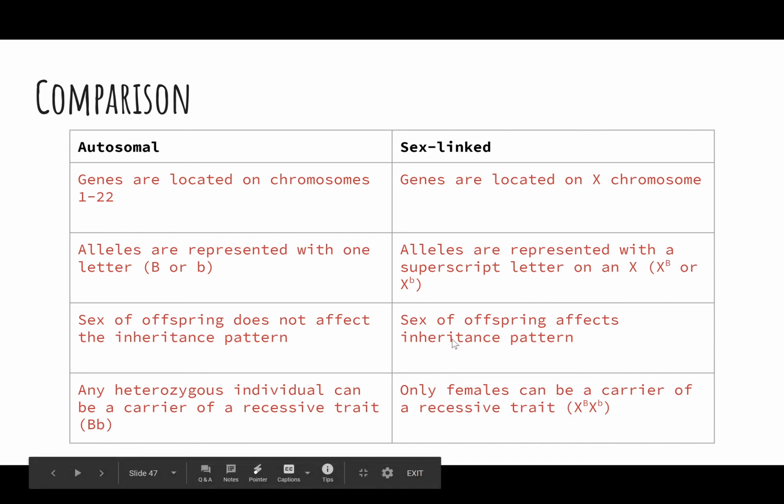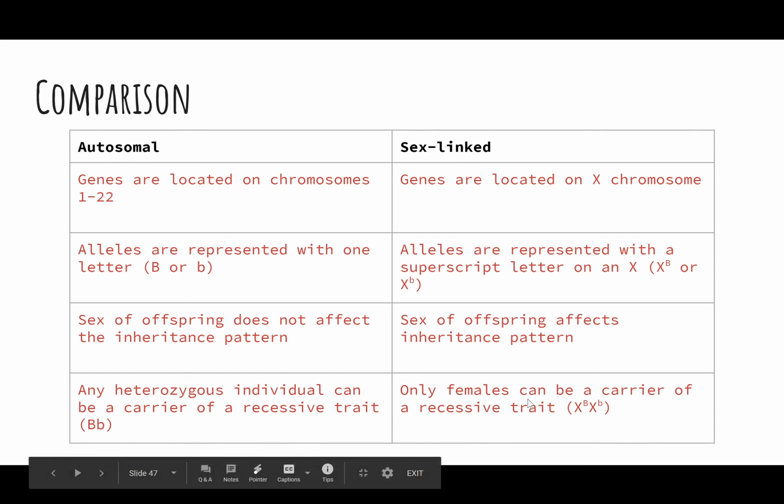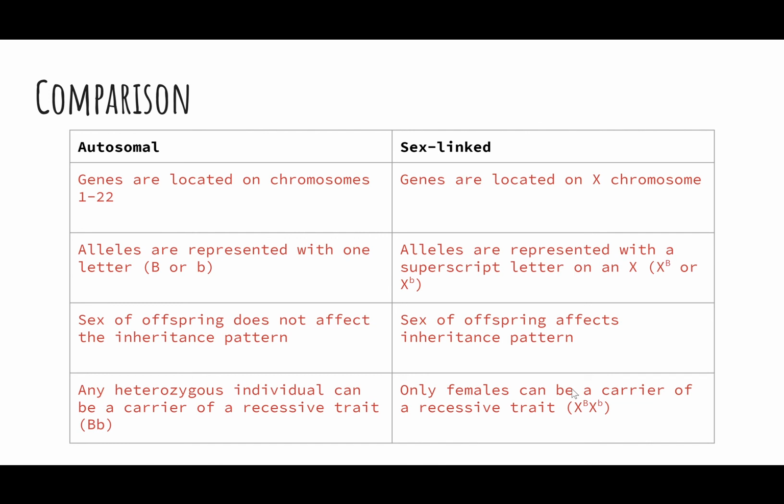And then in the case of sex-linked traits, only females can be carriers of recessive traits, because only females have two copies of the X chromosome. So they have the possibility of being heterozygous, whereas males only have the one X chromosome. So if they've got that one X chromosome and it's got a bad gene on it, then that's their one shot.